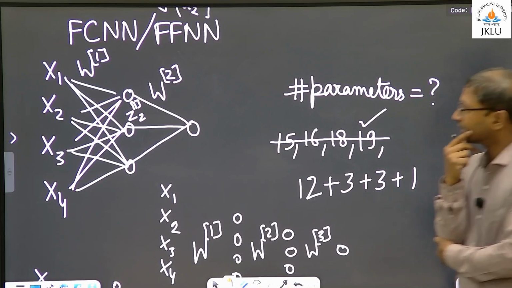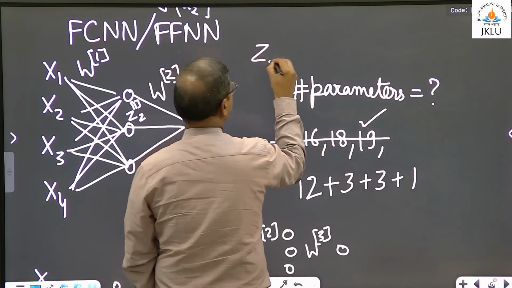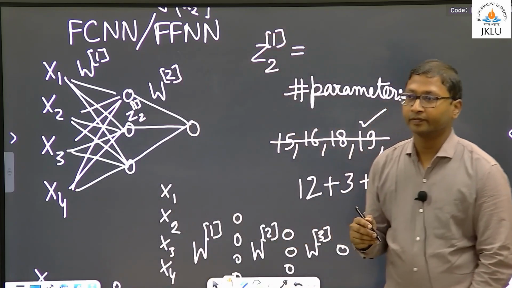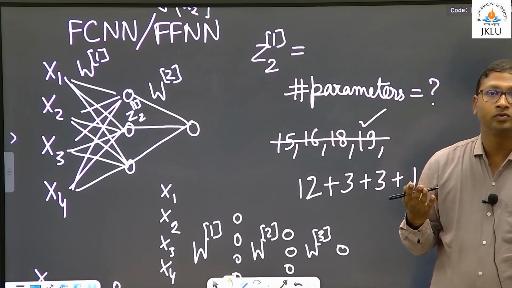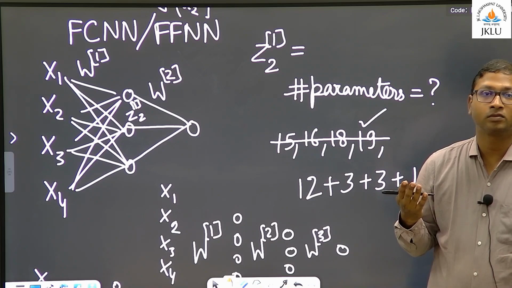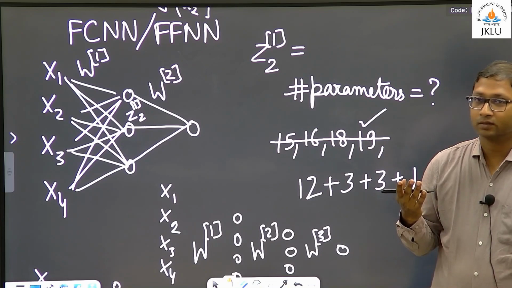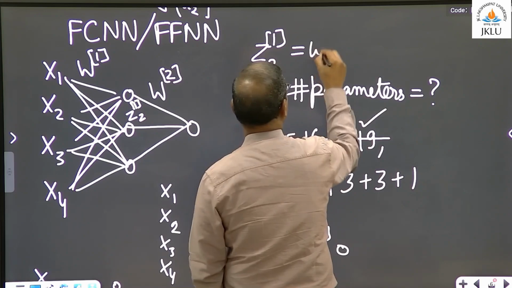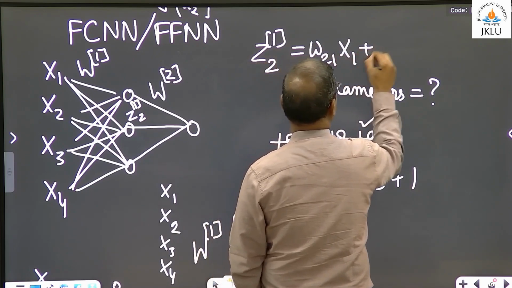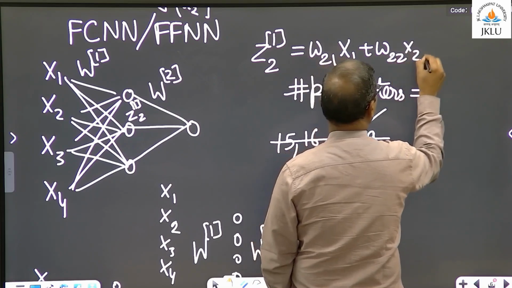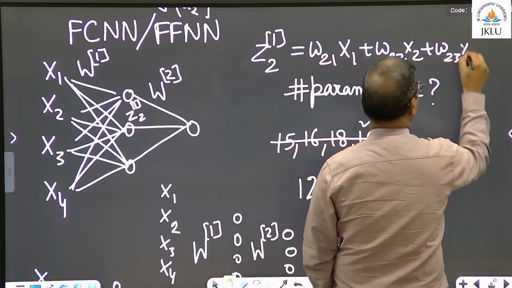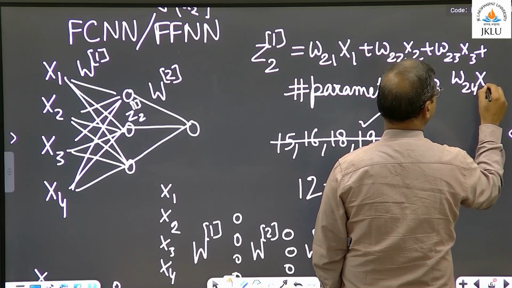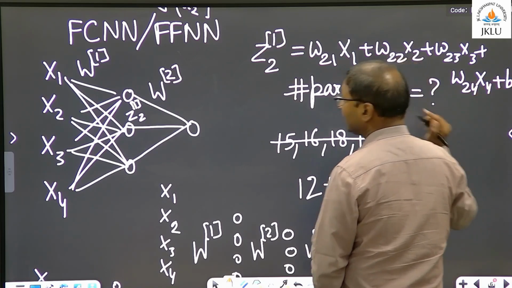Done? Help me write this. So Z21 is W. All right, all right. I mean, it does not matter how you nomenclature them. Plus B, which B?